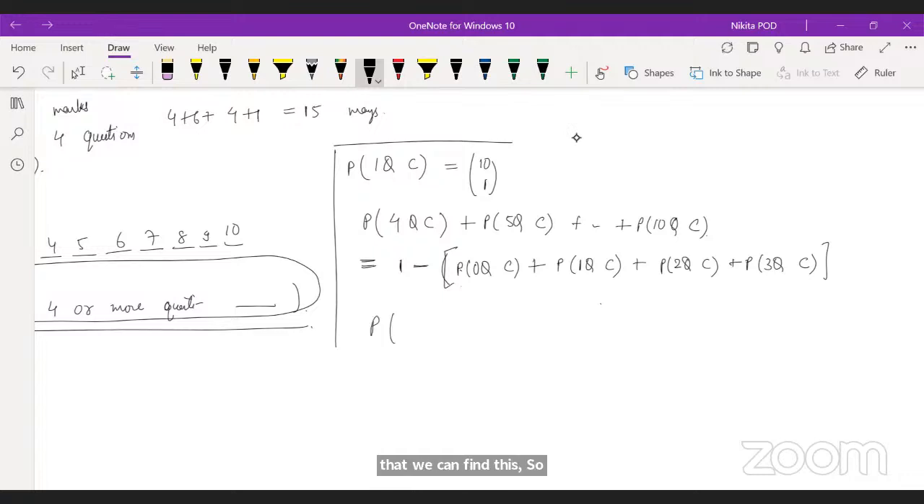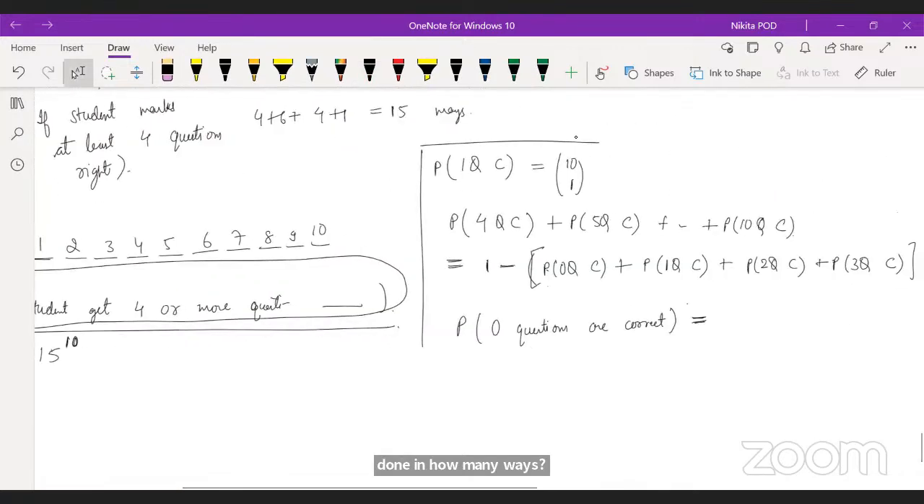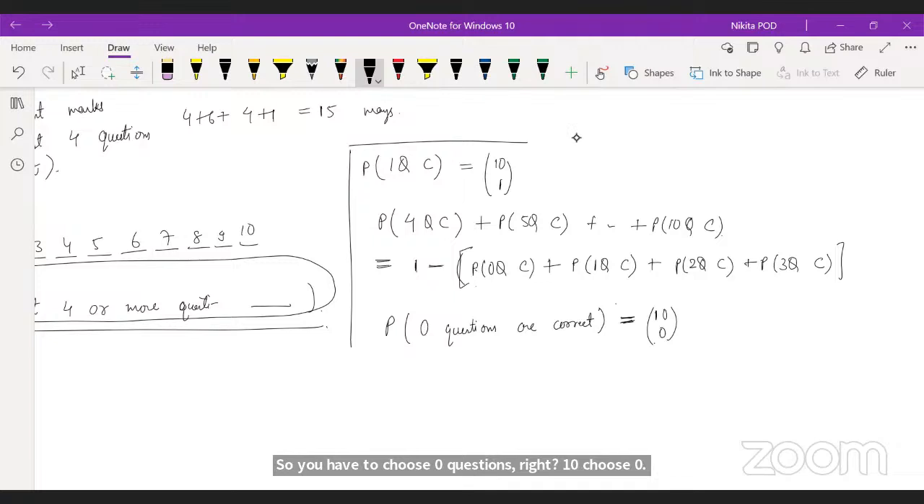So the probability that 0 questions are correct. Let's say some student is not able to mark even a single question correct. That will be done in how many ways? So you have to choose 0 questions, right? 10 choose 0, p to the power 0, q to the power n, that is 0.